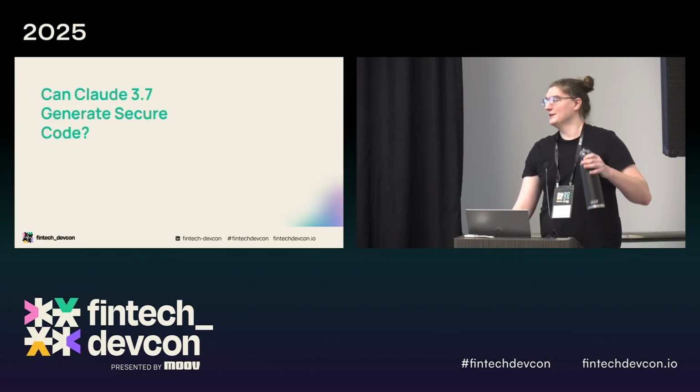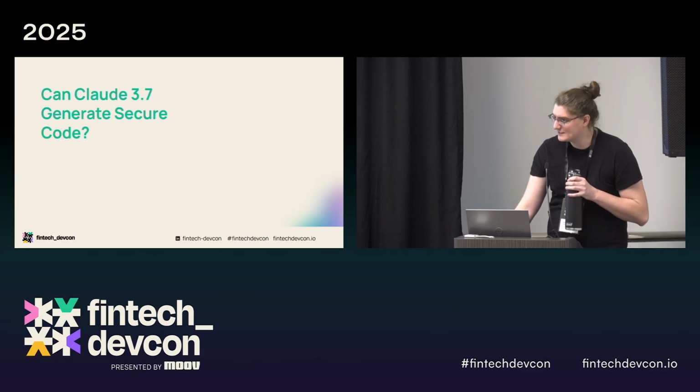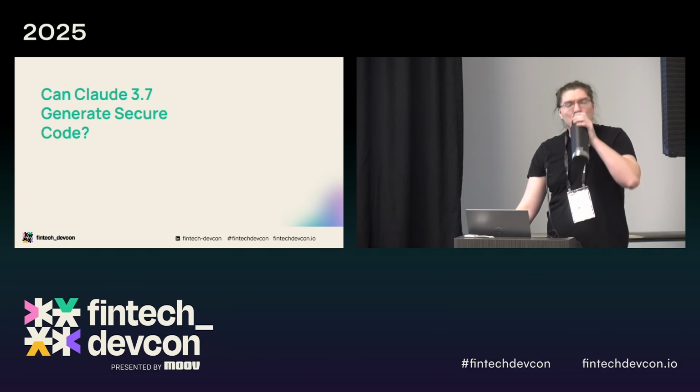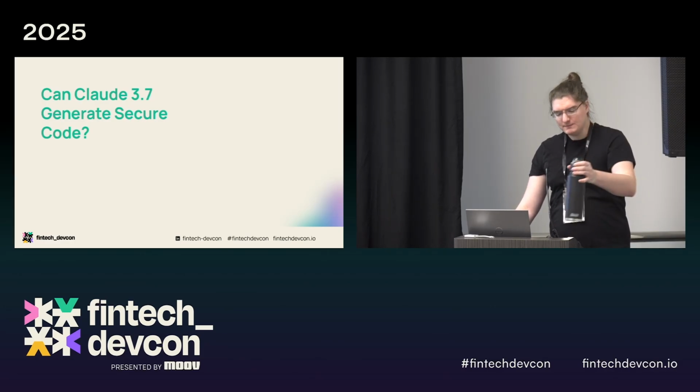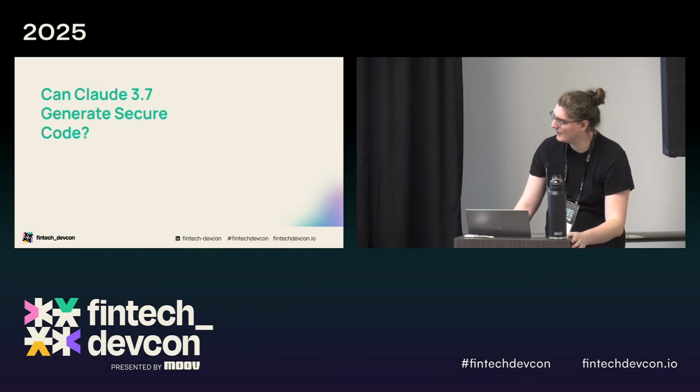But of course, GitHub Copilot is not the only option for generating code. We also have newer models like Claude. Claude 4 is out now, but at the time, Claude 3.7 was the newest, so we're going to take a look at Claude 3.7. I can assure you that the behavior with Claude 4 is not that different.